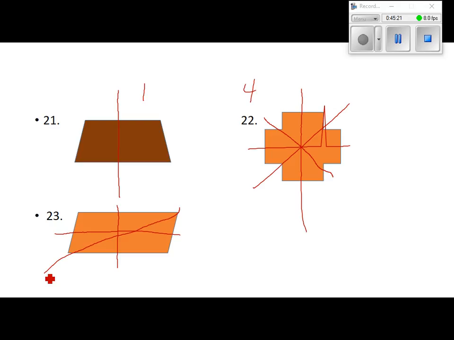So what is it? None. That's what you should write on this one. So on 23, write none. There are no lines of symmetry on 23. That's dumb. There are no lines of symmetry on 23.